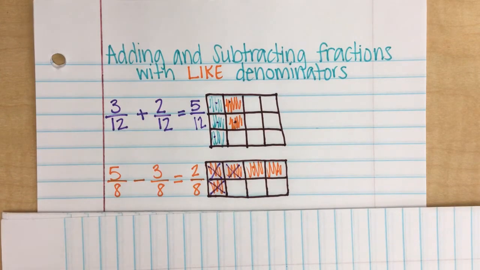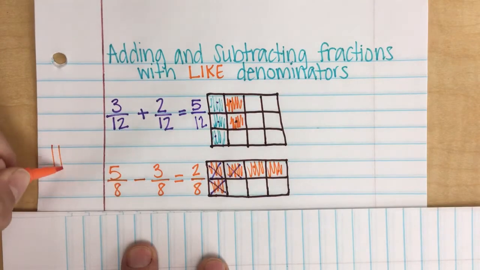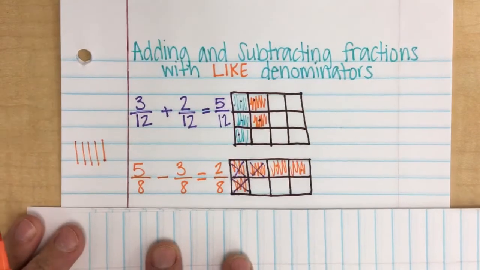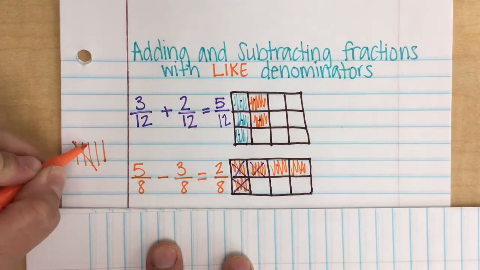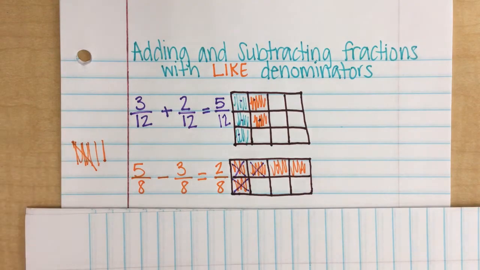Now I could do the same using fraction tiles, and I can have 5/8 sitting there, 1, 2, 3, 4, 5, and I can take away 3, 1, 2, 3, and I'm left with 2. So either way you want to think about it, it works.